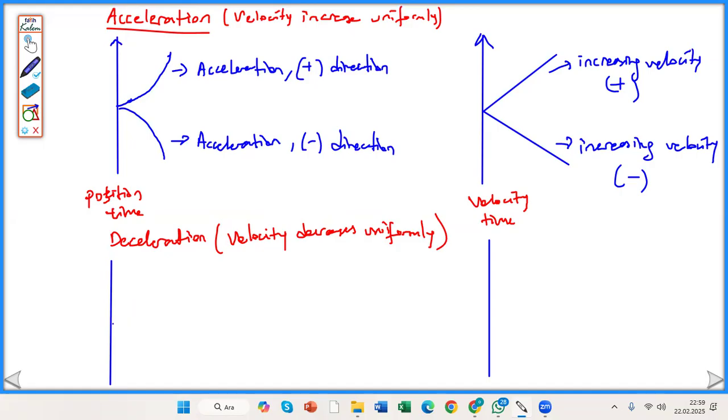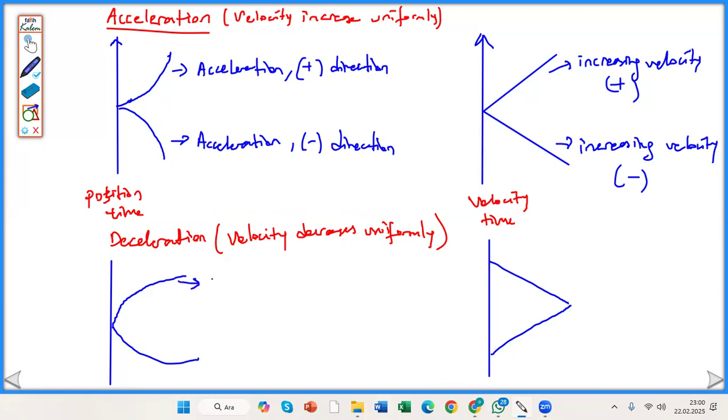Right now, this deceleration. Okay, let's look at the motion with deceleration. In other words, velocity decreases uniformly. That's why the position and time graph is like this.